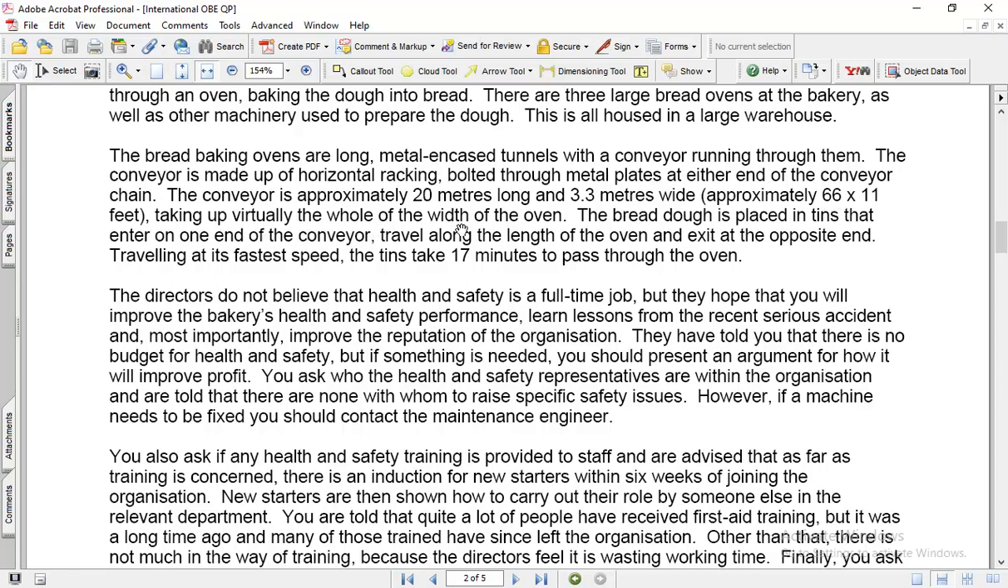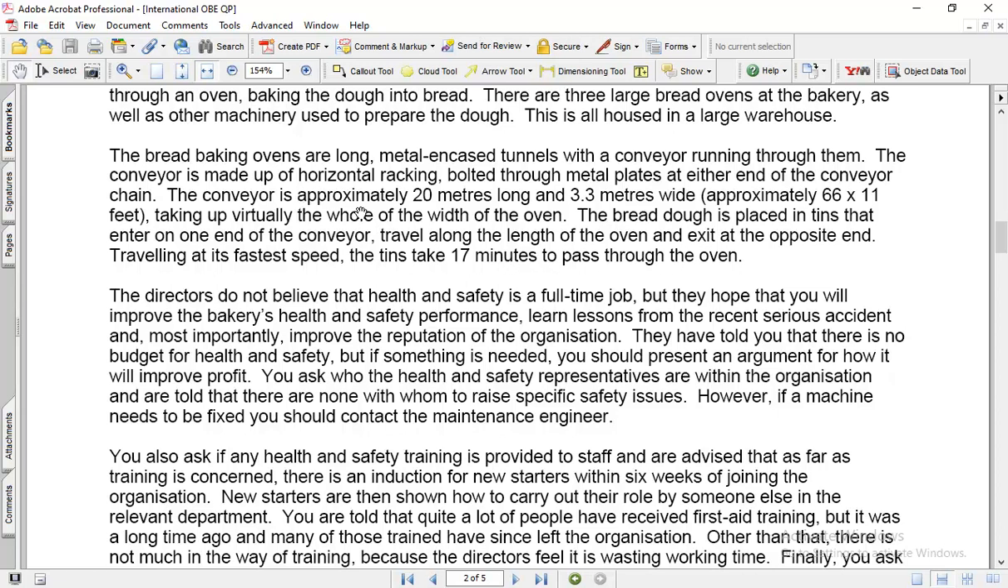Taking up virtually the whole of the width of the oven, the bread dough is placed in tins that enter on one end of the conveyor, travel along the length of the oven and exit at the opposite end. Traveling at its fastest speed, the tins take 17 minutes to pass through the oven.